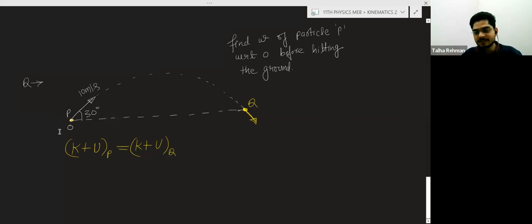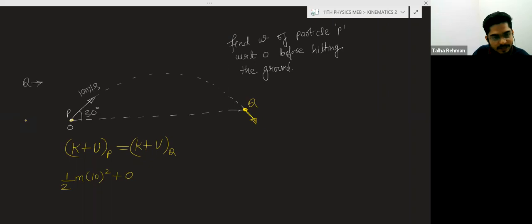Conservation of mechanical energy we can apply because there is no friction. Okay, there is no friction force. In case of projectile, I have told you air resistance is neglected. So kinetic energy at point P will be half into mass of the particle into speed of the particle, that is 10 square. Potential energy will be 0 because I have considered this ground as the reference.